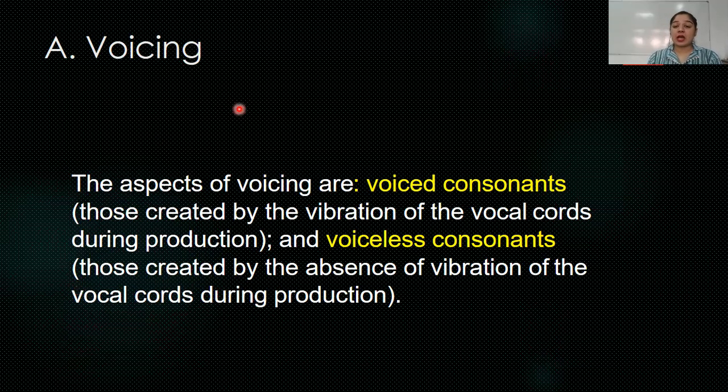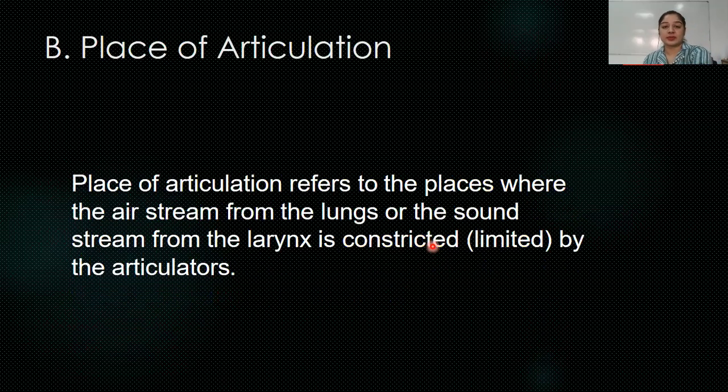So number one, I talked about voicing. The aspects of voicing: voiced consonants are those created by the vibration of the vocal cords during production. When I described the human figure, I described the organs of speech that are involved in voicing. So when there is a vibration in the vocal cords, voiced consonants are produced. And when the vocal cords do not vibrate, in the absence of vibration, they are voiceless consonants.